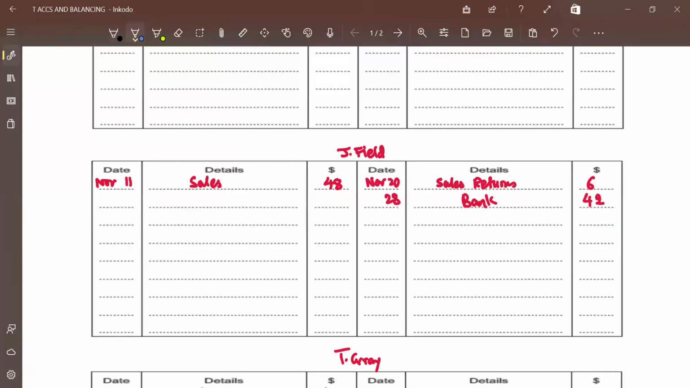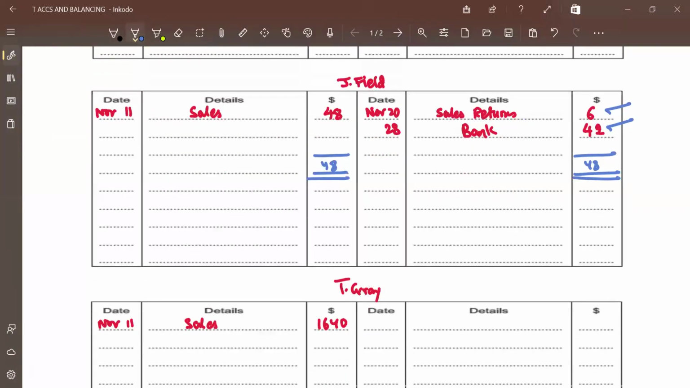Then we talk about this account. We sold goods to J Field worth $48. The total is 48 on both sides. He returned goods to us worth $6. He paid the balance. So this account is already settled. So you don't have to post it to the trial balance.